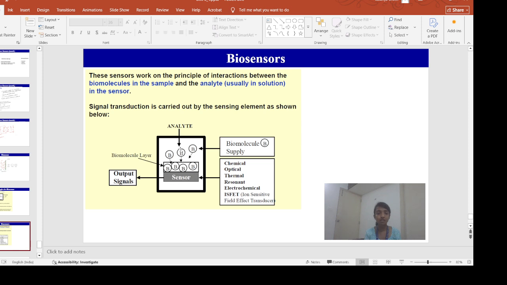Based upon the interaction between the analyte and biomolecule, the sensor will generate the output signal in the form of current or voltage. That means this output signal will be in the form of an electrical signal. Once we measure this electrical signal, we will get to know the concentration of the analyte in the original sample.